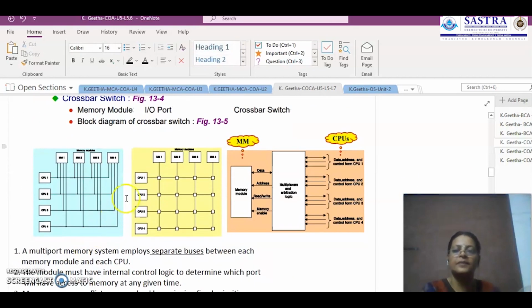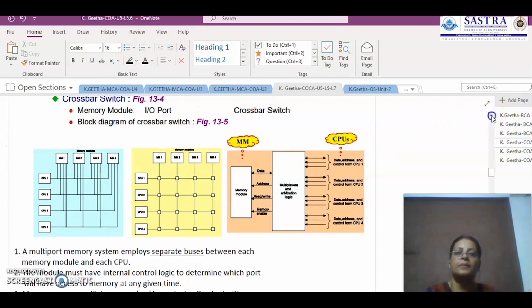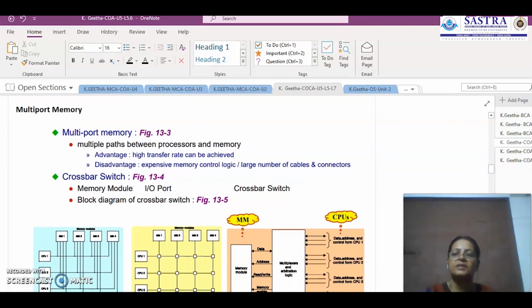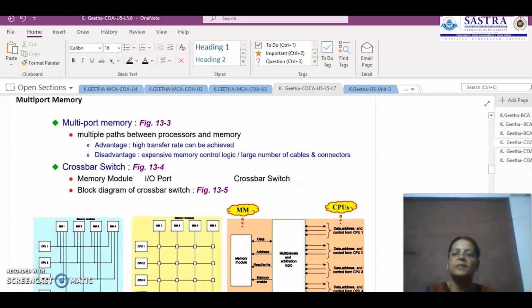Then we will discuss multi-port memory. So the first category, time shared bus, is over. The next concept of discussion is multi-port memory. So what do we actually mean by multi-port memory? Here we have a multiple port structure. The first diagram, figure 13.3, refers to the multi-port.